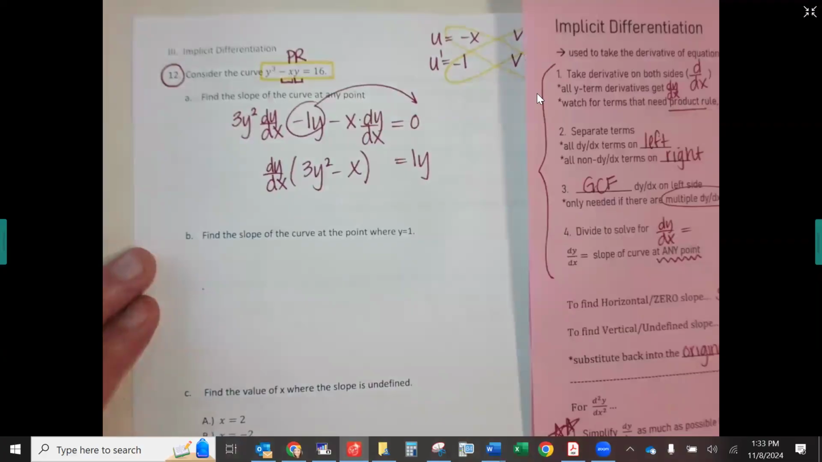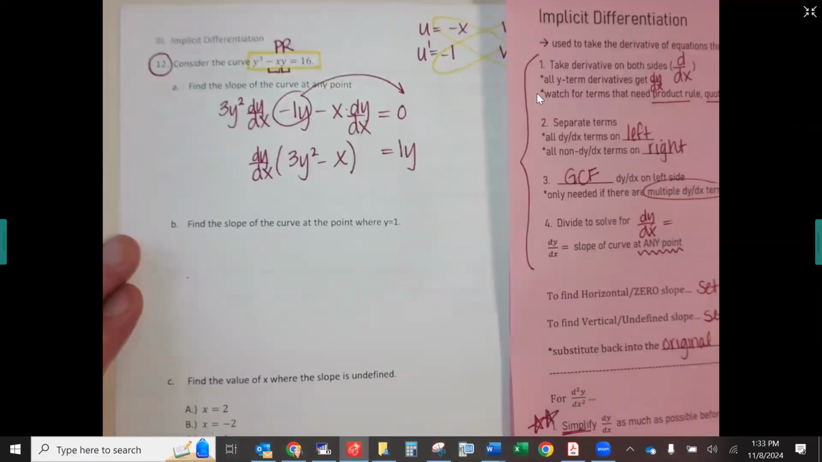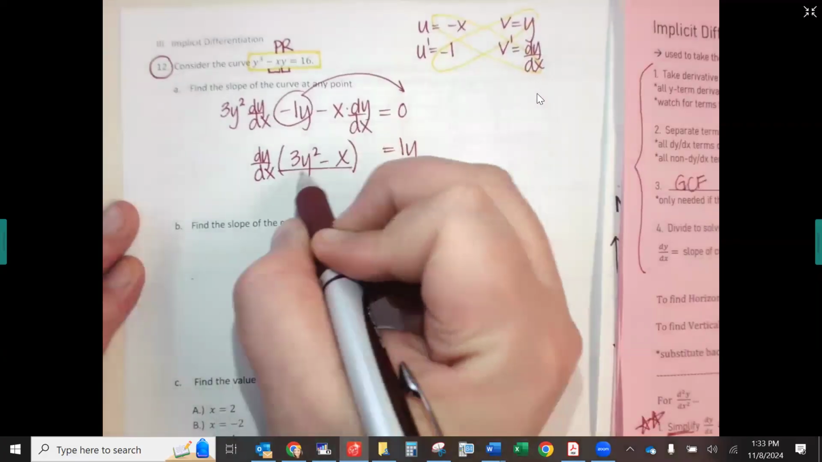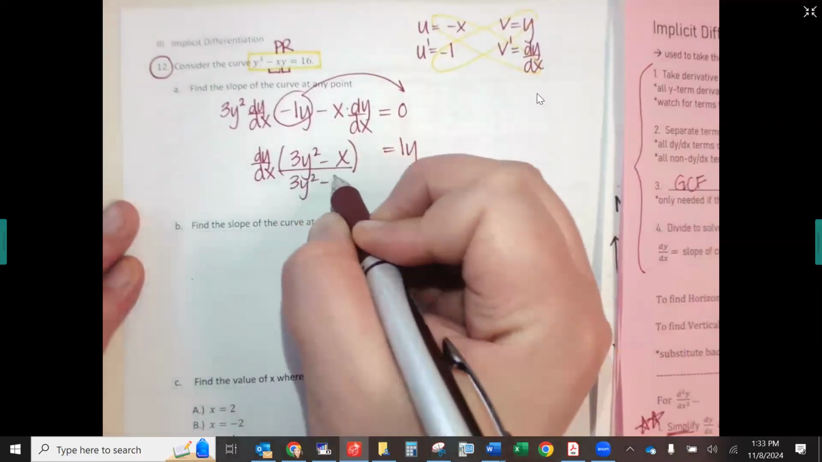Okay, then from there, after I GCF, I want to divide to get my dy dx by itself, which means we're going to put that on the bottom on both sides.